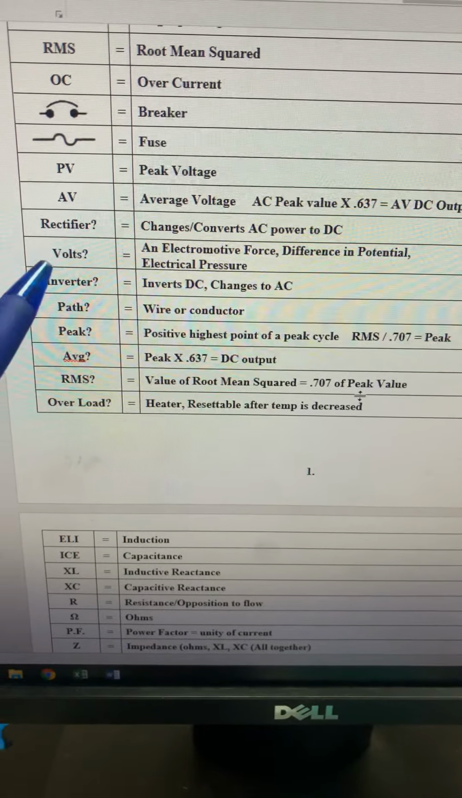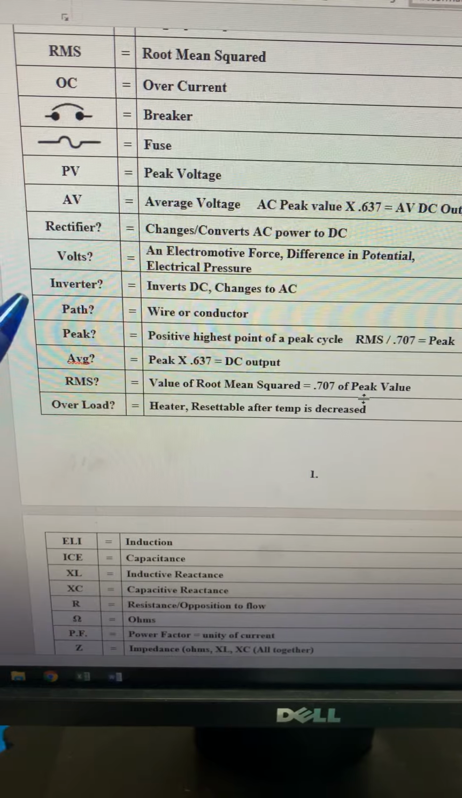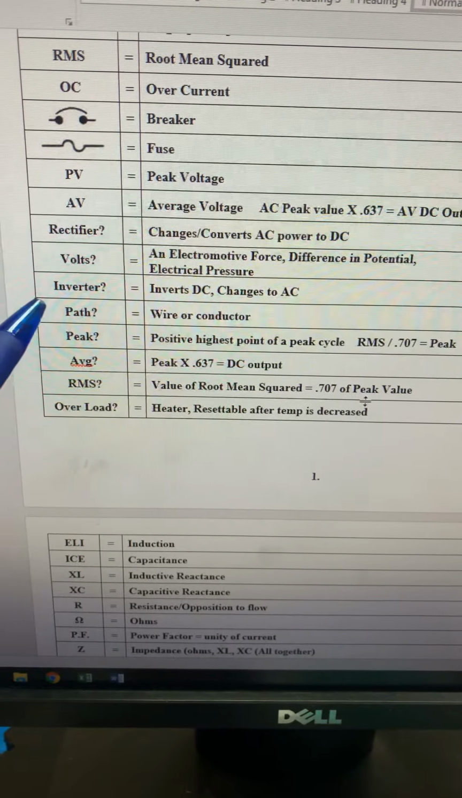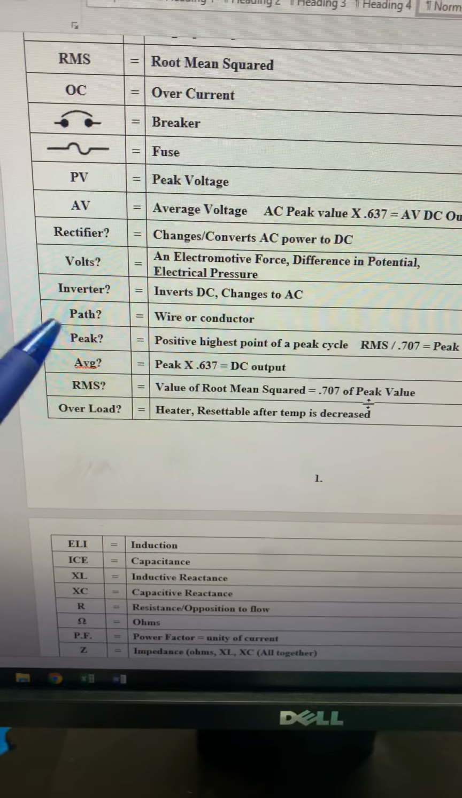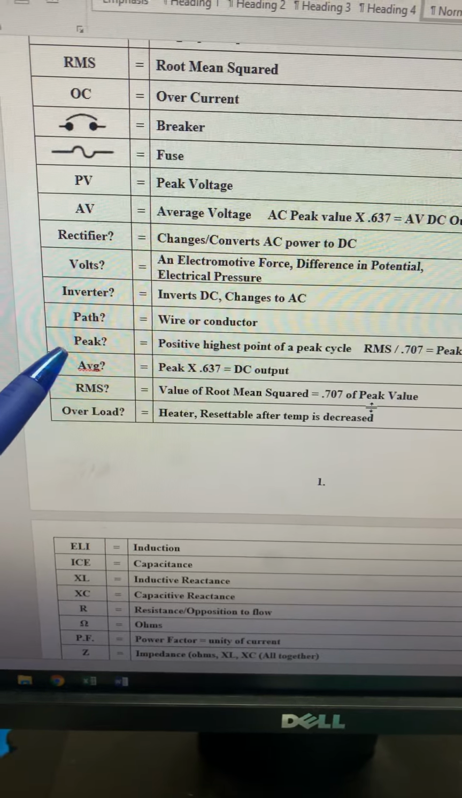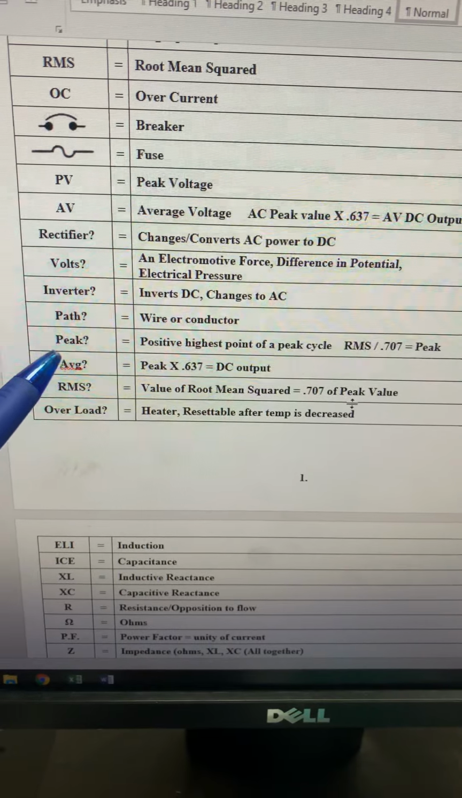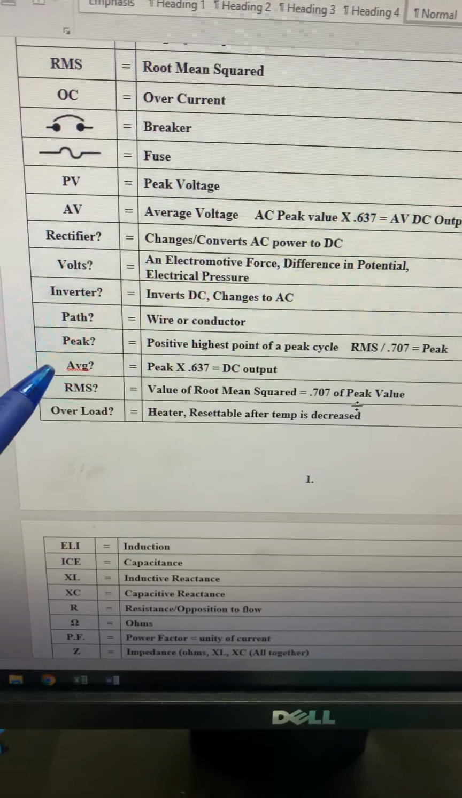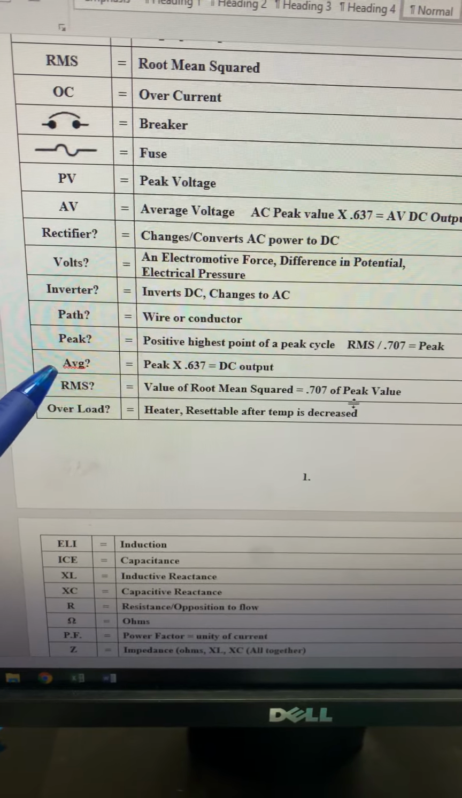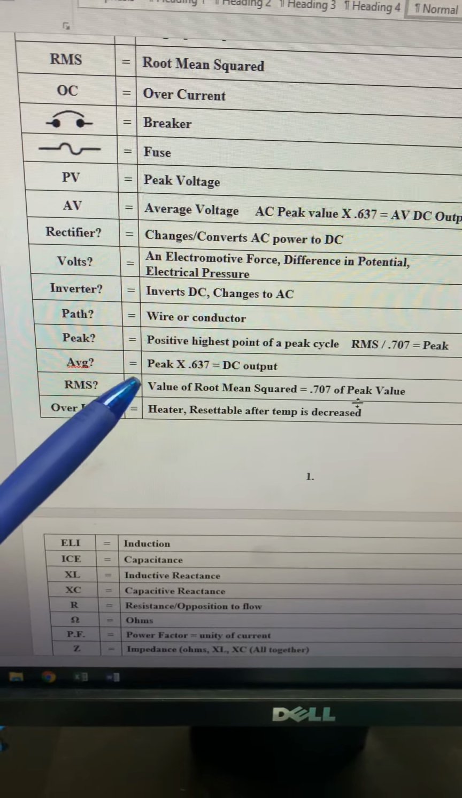Volts, electromotive force, difference in potential. Inverter, inverts DC, changes to AC. Path is a wire or conductor. That's the path that goes back to wherever we're going. Peak voltage, that's the highest point of the cycle. That's your peak. The average is your peak times the 6.37. That gives you a DC output. Root mean squared is 7.707 of the peak value.